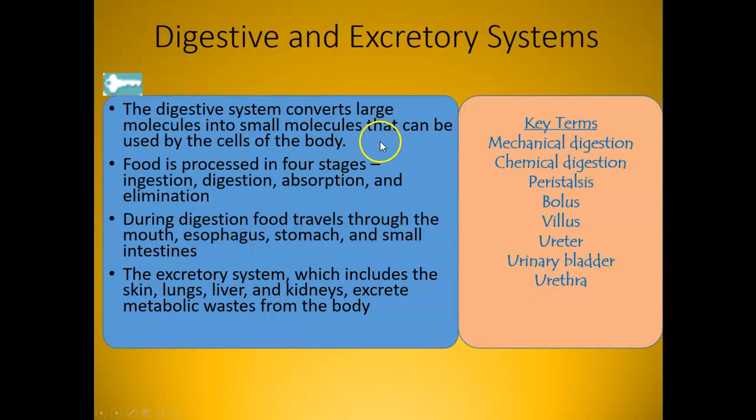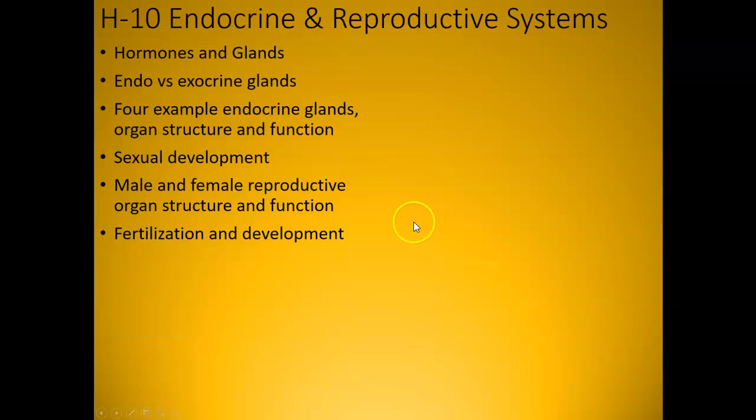All right, digestive system converts big molecules into little molecules that we can absorb. Food is processed in 4 stages: ingestion, digestion, absorption, and elimination. And then during digestion, food travels through the mouth, esophagus, stomach, and small intestine, and then excretory system, we included those different things that we looked at as well. And then endocrine and reproductive systems.